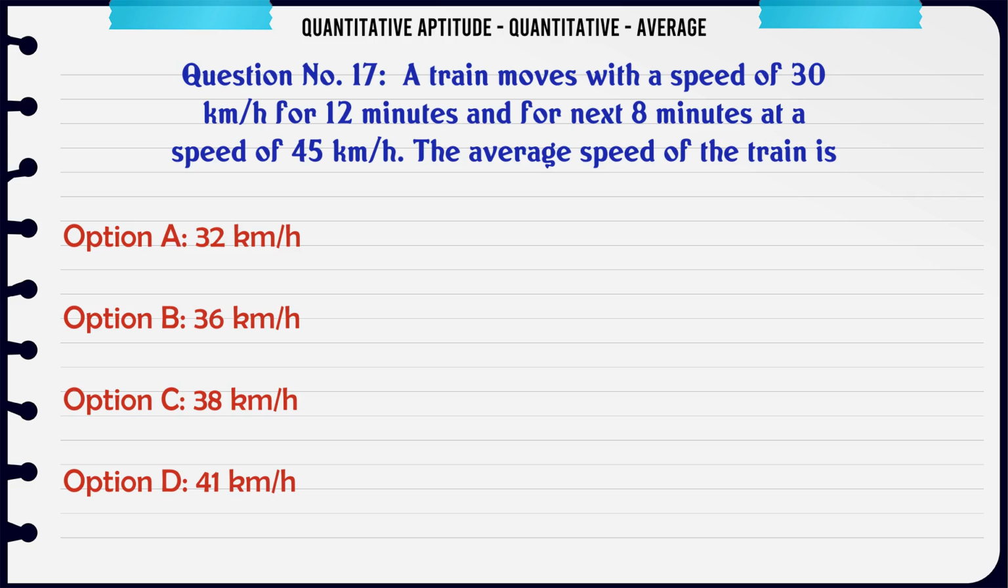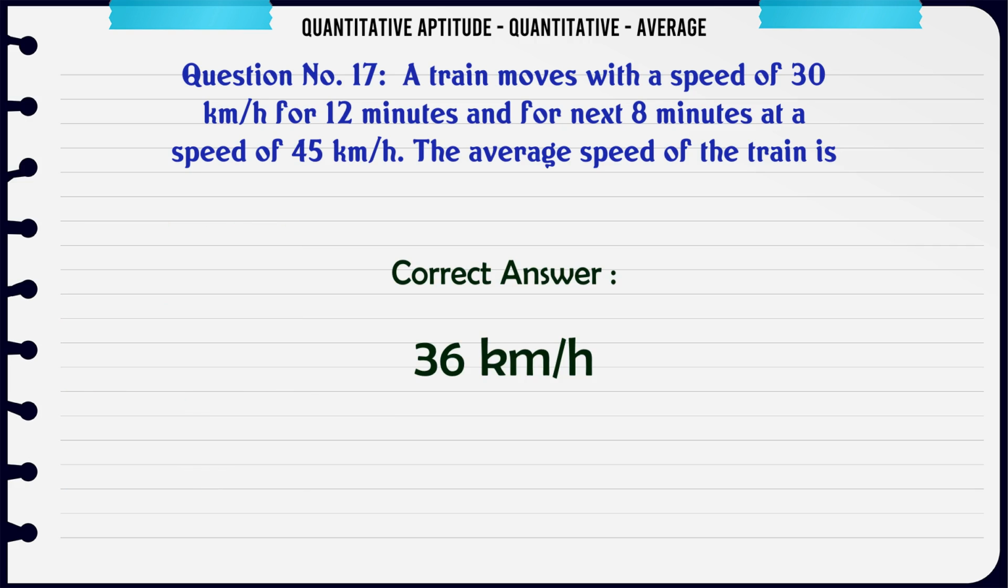A train moves with a speed of 30 km per hour for 12 minutes and for next 8 minutes at a speed of 45 km per hour. The average speed of the train is A 32 km per hour, B 36 km per hour, C 38 km per hour, D 41 km per hour. The correct answer is 36 km per hour.